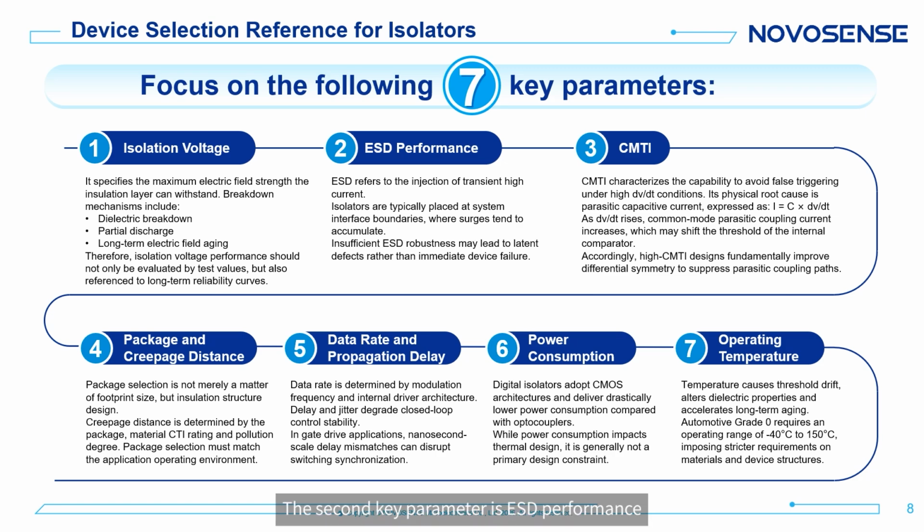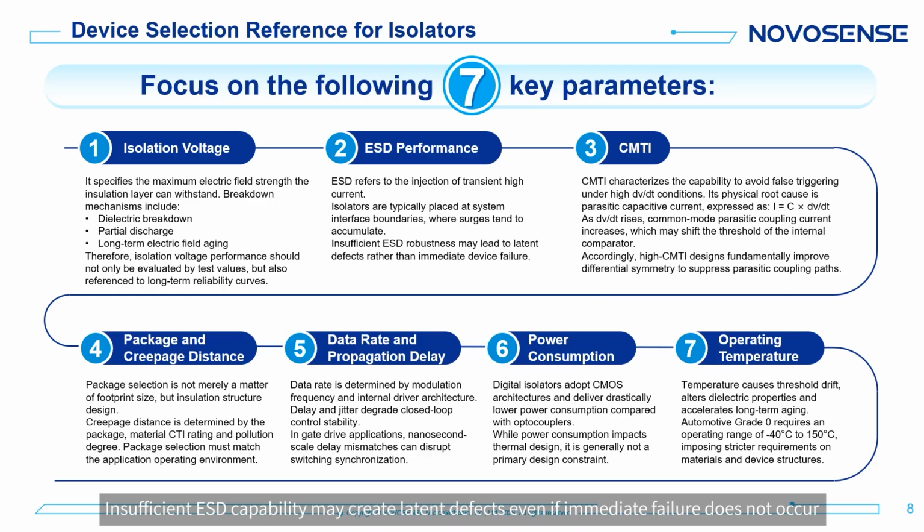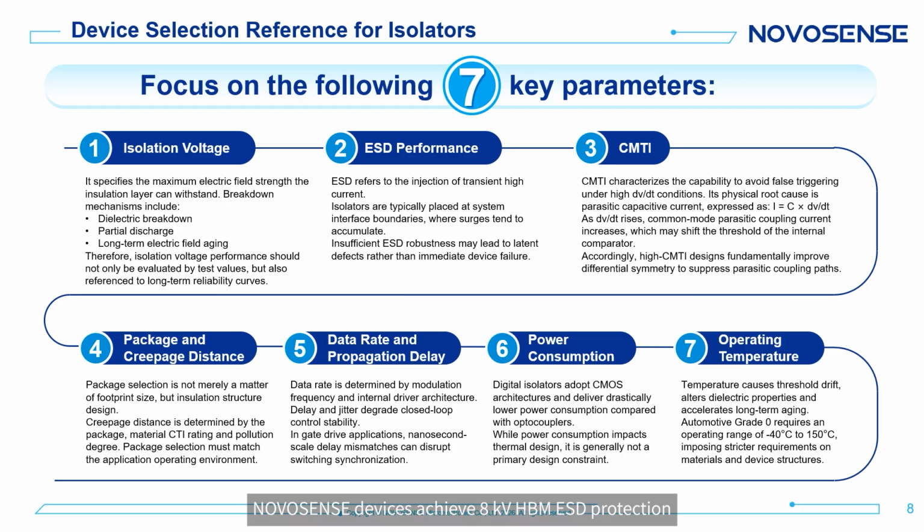The second key parameter is ESD performance. Isolators are typically located at system interface boundaries and are therefore exposed to surge and electrostatic discharge events. Insufficient ESD capability may create latent defects even if immediate failure does not occur. NOVOSENSE devices achieve 8 kV HBM ESD protection, which represents the highest level of chip-level HBM performance.